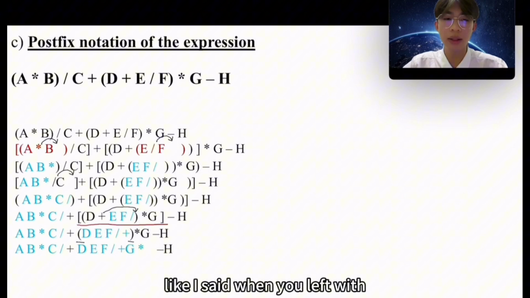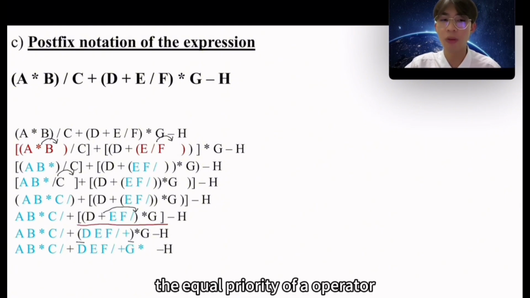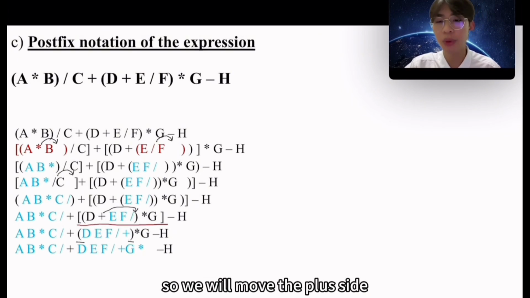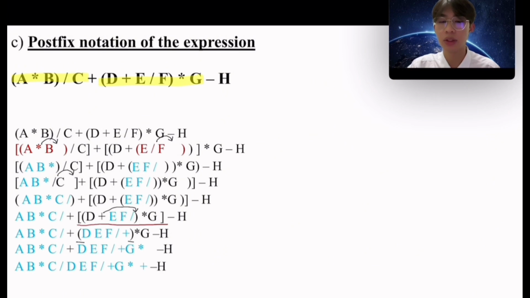Like I said, when it's left with the equal priority of an operator, we will do the left side first. So we will do the plus first. So we will move the plus sign behind multiply, so it will eventually be like this.